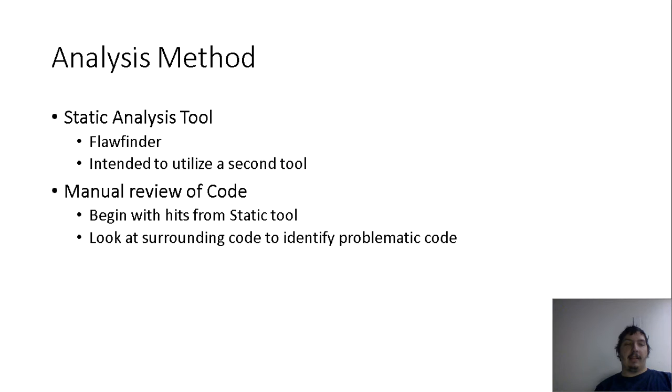I used a static analysis tool known as Flaw Finder. And like I said, I intended to use a second one as well. I wanted to run the two different tools and compare the results to help narrow down where I actually needed to look, instead of just going through all the results of one. And then I did a manual review of the code, starting with what I got with the hits, if you will, from the static tool Flaw Finder. And then I looked at the surrounding code as well, just to make sure that code was sound.